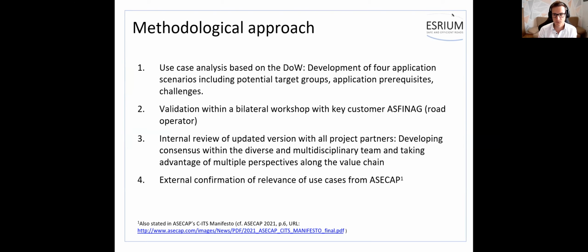Another internal validation process with all the project partners took place to develop kind of a consolidated consensus within the diverse team of Esrium. One of the main advantages of the Esrium team is the coverage of different parts of the necessary value chain, including the potential customer and road operator, which is in this case ASFINAG. And furthermore, obtaining external feedback from ASICAP confirmed the relevance and the importance of the respective use cases, which is also stated in the ASICAP CITES manifesto.